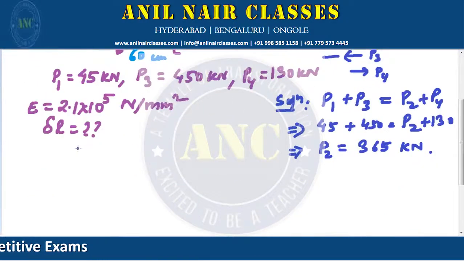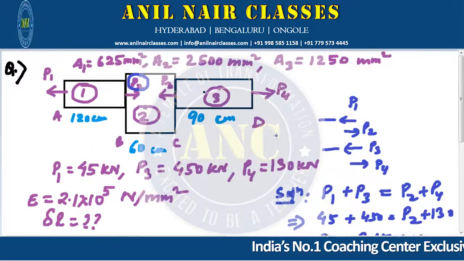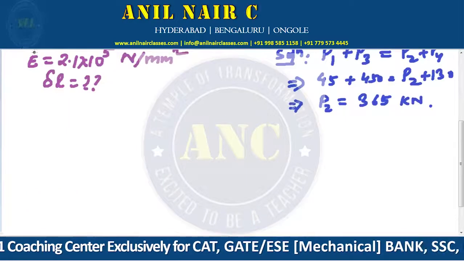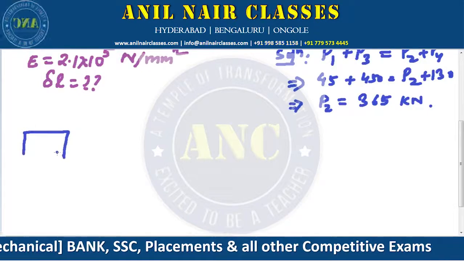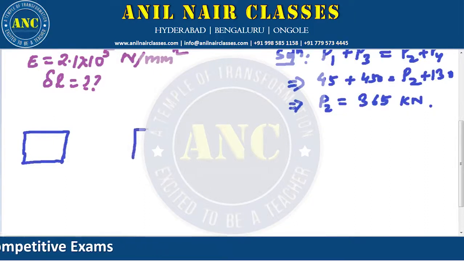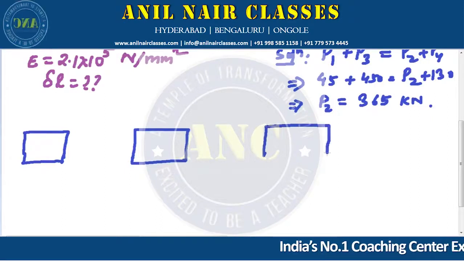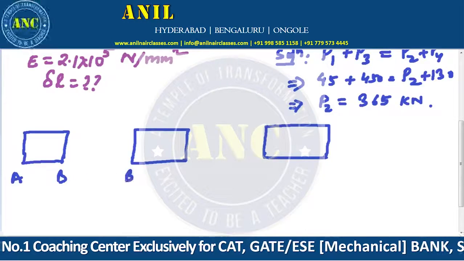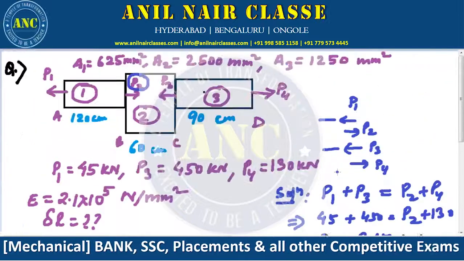Now for finding this extension, we have to individually find what is the load on each of the sections, that is section 1, section 2, section 3. Okay, so I'll make those sections. This is section 1, section 2 and section 3, that is AB, BC, CD.